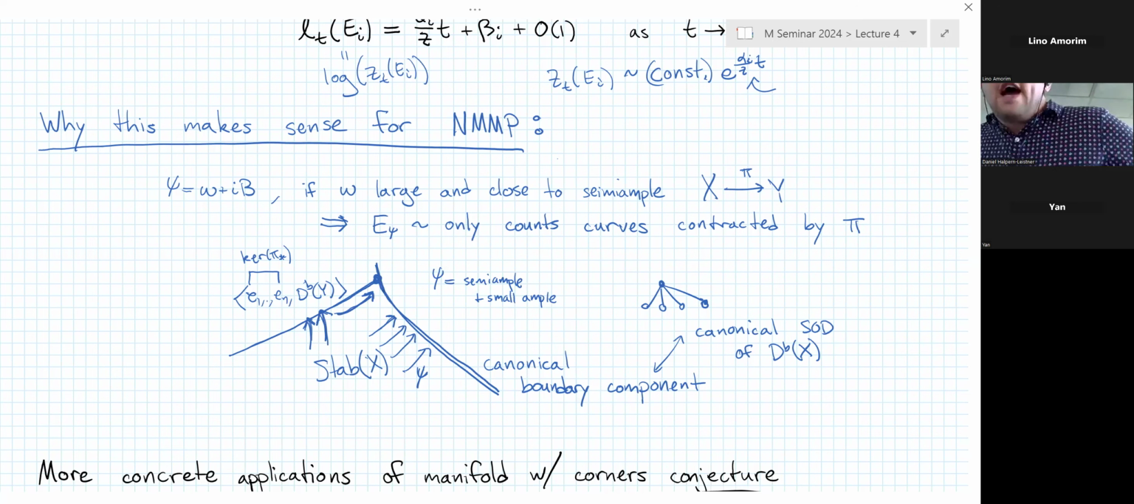So, the idea is if you have this differential equation that has a limit on one component of the boundary, but if you turn on a little small perturbation of it, now instead of flowing into that component, it's going to flow into the intersection of that component with the canonical boundary component. Anywho, so that's the cartoon picture of what the NMMP is really saying. Is that you have this canonical component, and then all of the different birational contractions correspond to other components of the boundary that actually meet the canonical component. That's basically all it says.